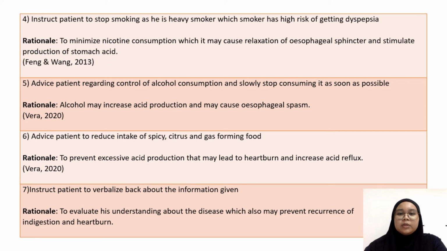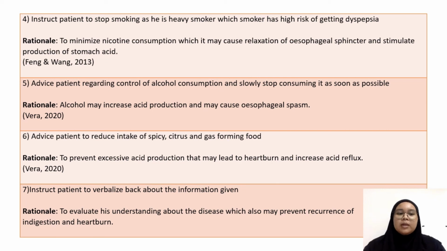The reason why we tell the patient to stop smoking is to minimize the nicotine consumption, the nicotine that is in the cigarette, which may cause relaxation of the esophageal sphincter and stimulate production of stomach acid. Fifth, advise the patient regarding control of alcohol consumption and slowly stop consuming it as soon as possible, because alcohol may increase the acid production and may cause esophageal spasm.